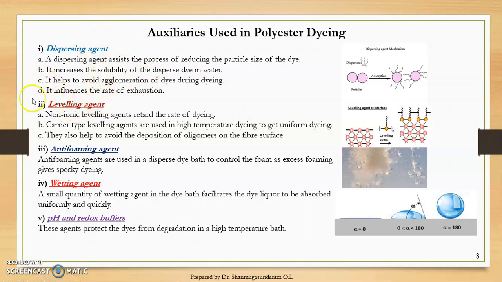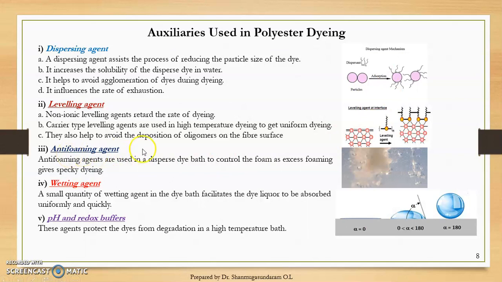So the next one is the leveling agent. Non-ionic leveling agents are used to retard the rate of the dyeing process. Carrier type leveling agents are used in high temperature dyeing to get uniform dyeing. They also help to avoid the deposition of oligomers on the fiber surface. So these are all the schematic representations of the particular agent.